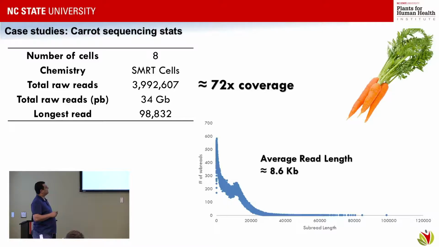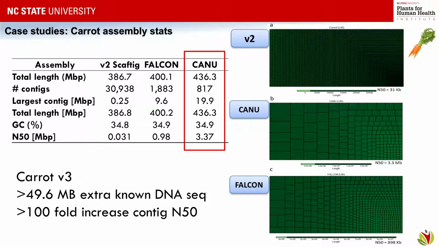We did the same sequencing, but with different chemistry, 8 SMRT cells. This was a newer version, so the yield was way higher. We got 4 million sequences, 34 gigabases, around 72x coverage of the genome, and the average read length was 8.4 kb. We proceeded with the assembly.